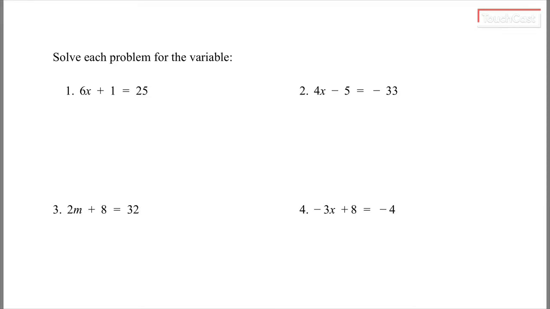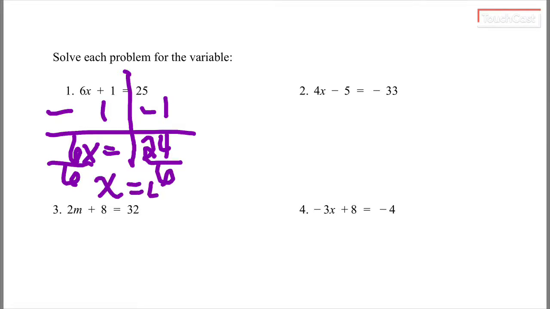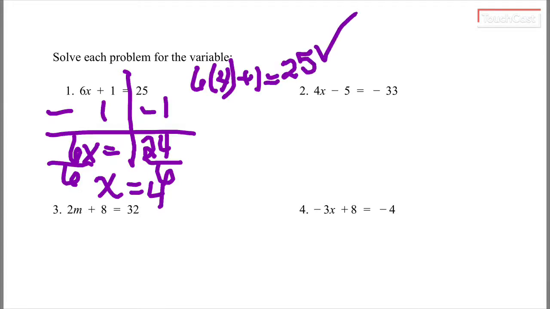Okay, all right, solve each problem for the variable. The first thing you want to do is reverse. Undo the addition or subtraction first, so we will take off 1 from both sides. Then we are left with 6x equals 24. Then divide both sides by 6. X equals 4. You always want to go back and check your work, and make sure that that's the right solution. So if you do 6 times 4 plus 1, that does equal 25. So it checks out. All right, let's move on.